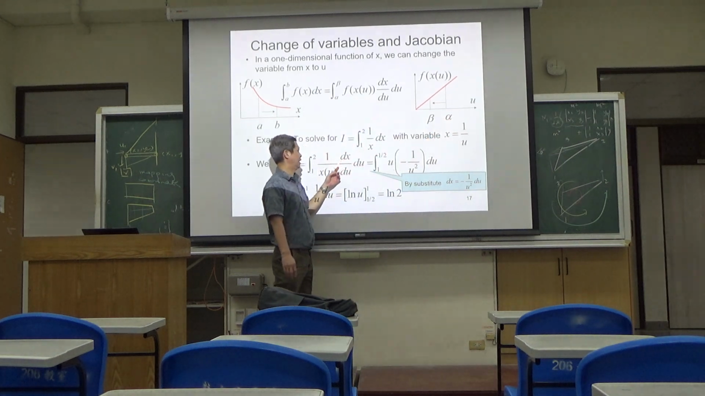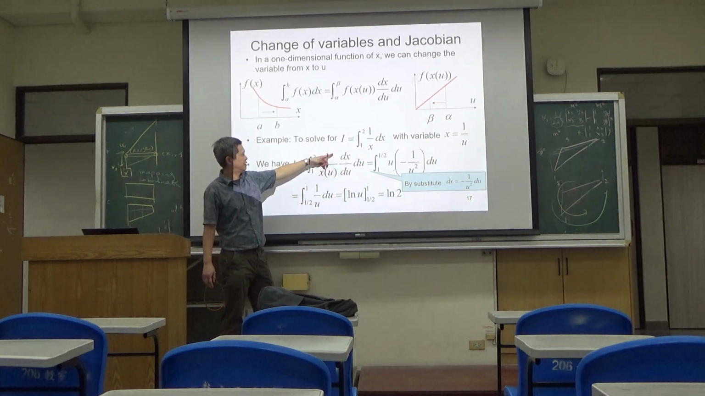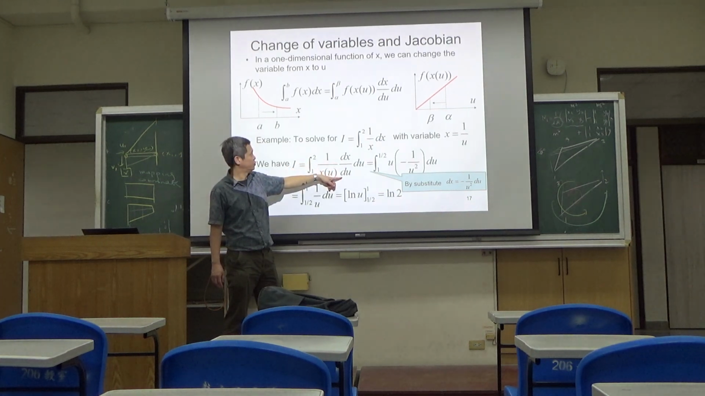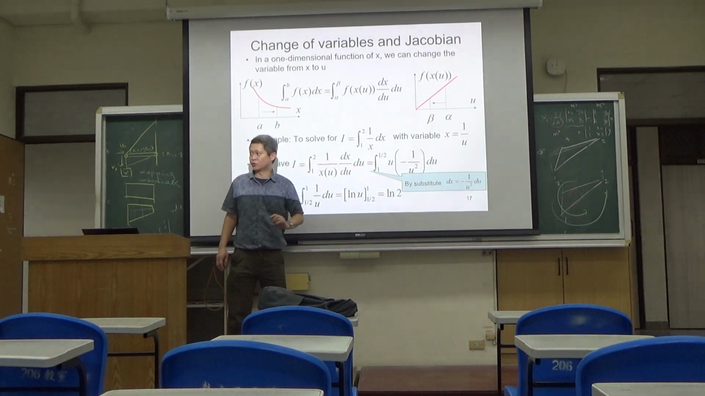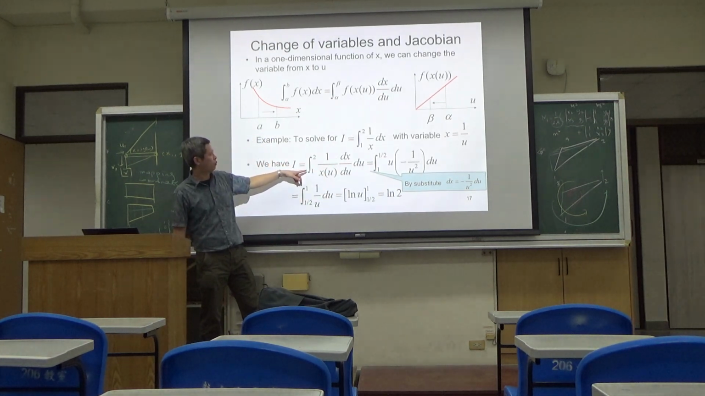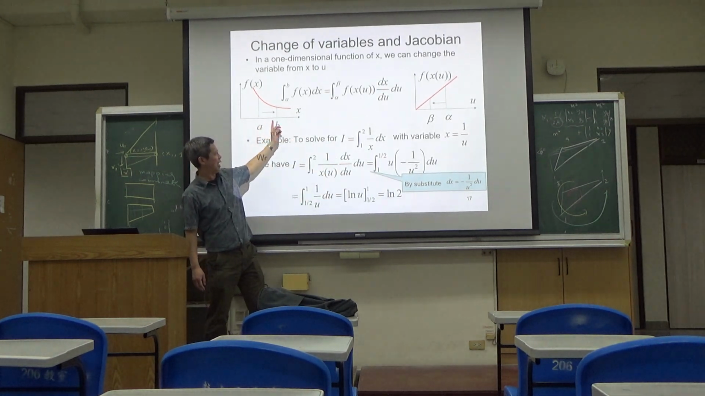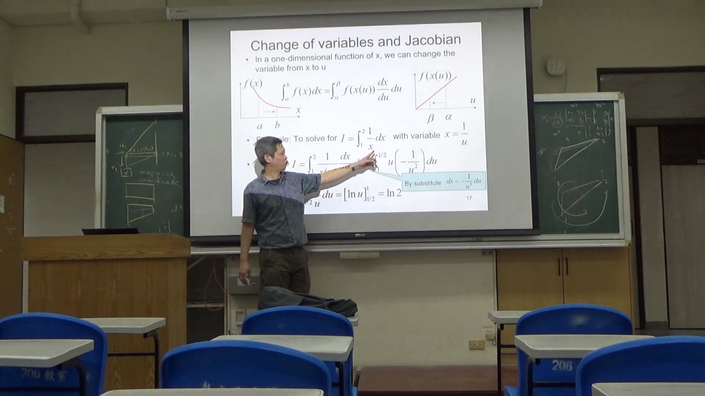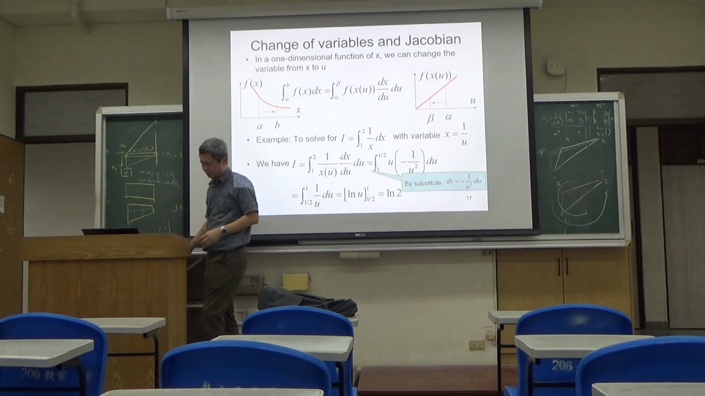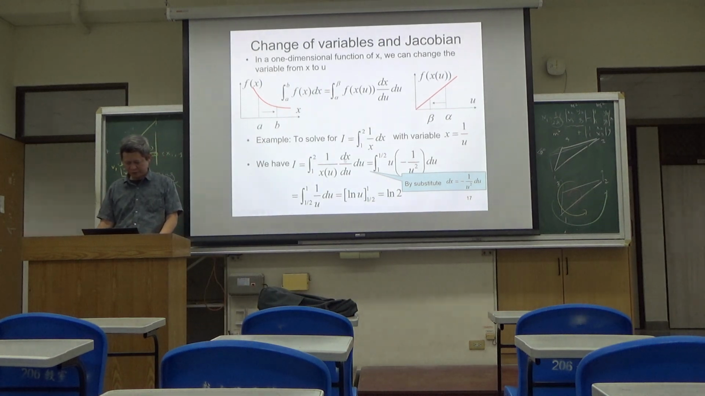Okay? And that's going to be expressed as Jacobian dx du times du. This is a chain rule. Rather than integrating from 1 to 2, I'm integrating from 1 to half. This is u equal 1. Okay? So let me write it out.